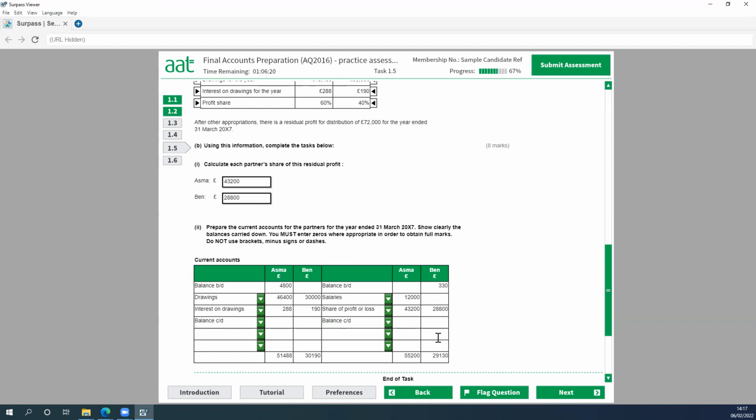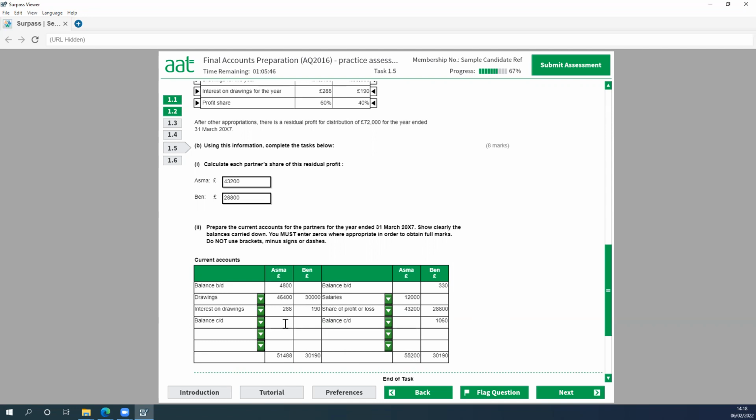So we'll do the balance carried down. To make it balance on this side, we need to put in 1,060. So that's his balance carried down. It will be the balance brought down at the start of the next period. So he's overdrawn. Whereas Asma, she started off being 4,800 overdrawn, but we've paid 12,000 salaries into her account, and she's got 43,200 from profit share as well. So this side is the one with the greatest amount on the credit side. So she's got more money coming in than going out, okay?